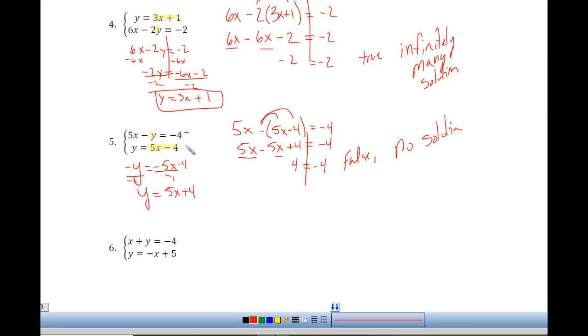So if I compare this to this one, we'll see that they have the same slope. They are parallel, but they have different intercepts. So these are just two parallel lines that will never cross. And we see when we worked it out, we got no solution.